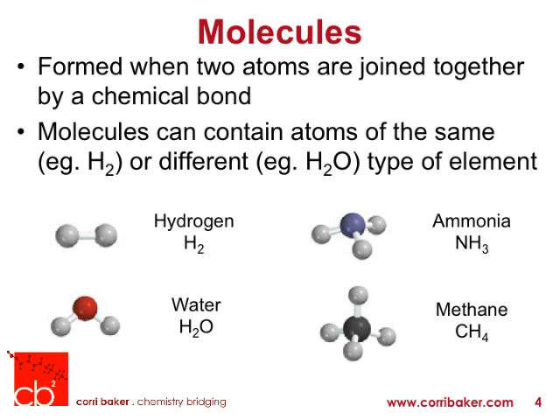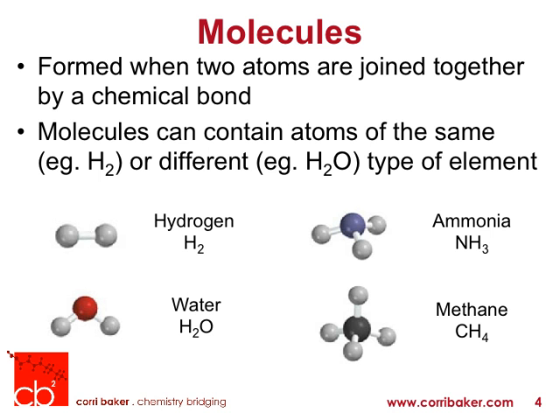So what is a molecule then? A molecule is formed when we join two atoms together using a chemical bond. And a molecule can contain atoms of the same type. For example, hydrogen exists as H2, 2 hydrogen atoms joined together, or we can have different types joined together, such as in water we have 2 hydrogen atoms and 1 oxygen atom.